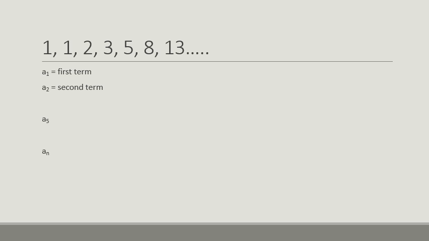When we talk about sequences, we talk about the terms, where a sub 1 is our first term. So in this case, a sub 1 is 1, my first term. A sub 2 is my second term. In this case, it's also 1. A sub 5 means the fifth term, so if I count that out, 1, 2, 3, 4, 5, a sub 5 in this case is actually 5. A sub n means the nth term, or we use that to say any term in formulas.